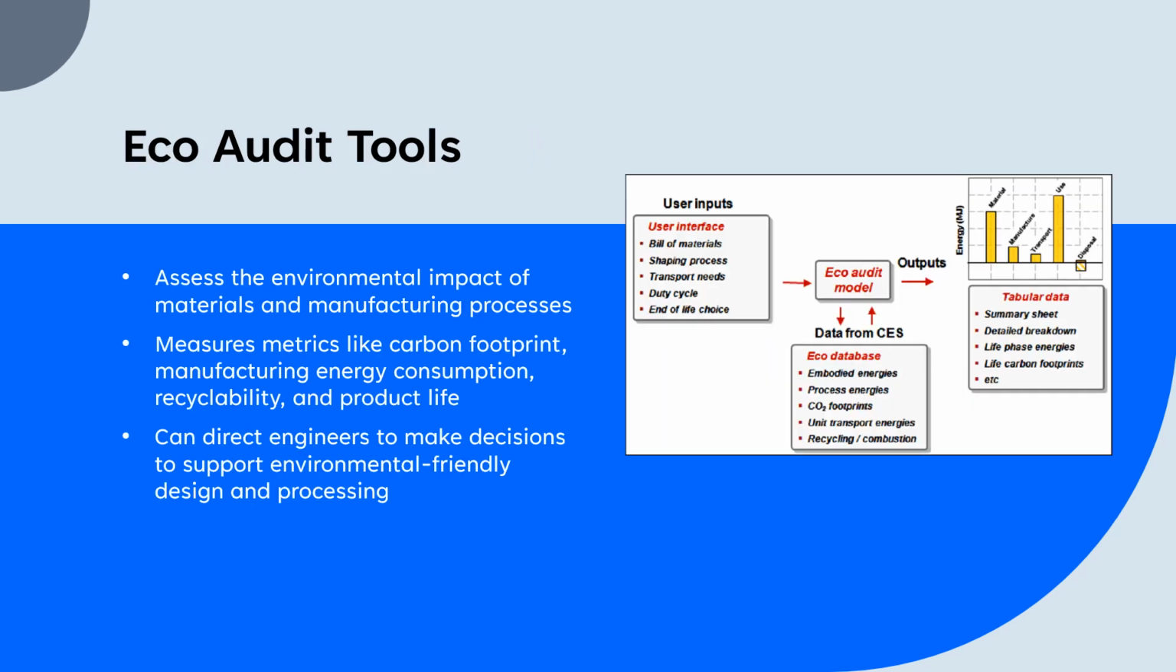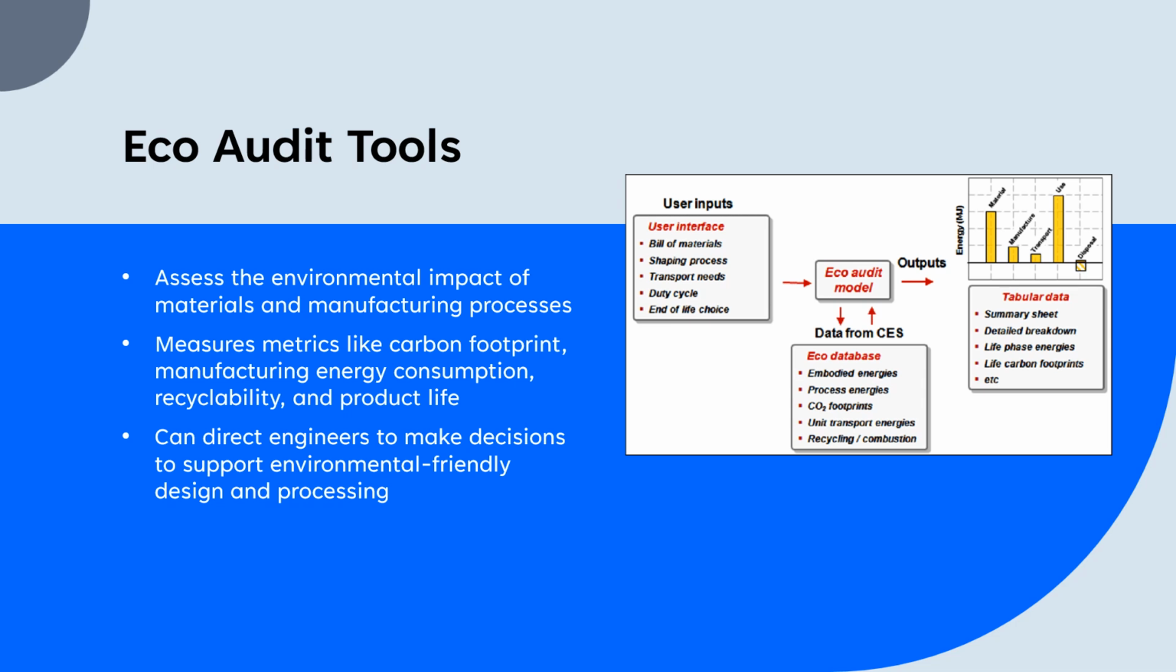All right, so next we have eco-audit tools, and these are usually softwares that can assess the environmental impact of different processing techniques, of different materials. This is really, really important because nowadays we're trying to make manufacturing more eco-friendly, we're trying to make products more sustainable, make them last longer, trying to comply with all these different regulations, so it's a very, very important part of the manufacturing process.